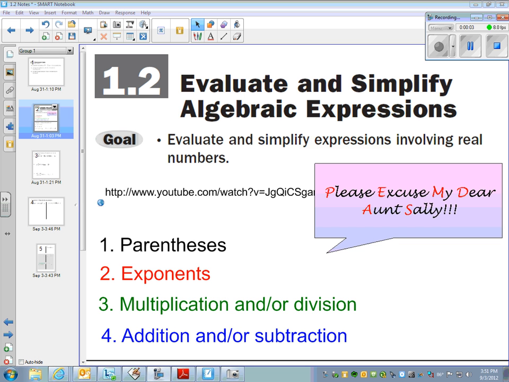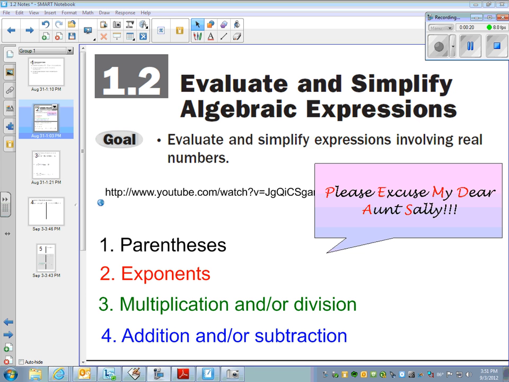Hola. So this is section 1.2. We're going to evaluate and simplify algebraic expressions. So that's our goal here. So our first thing is we're looking at the order of operations. That's what we use to evaluate algebraic expressions.